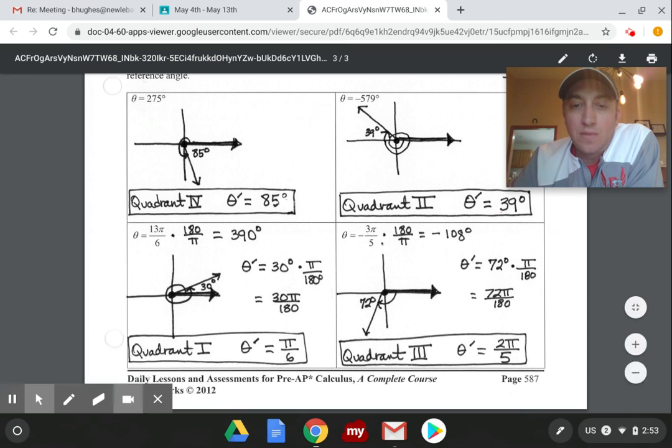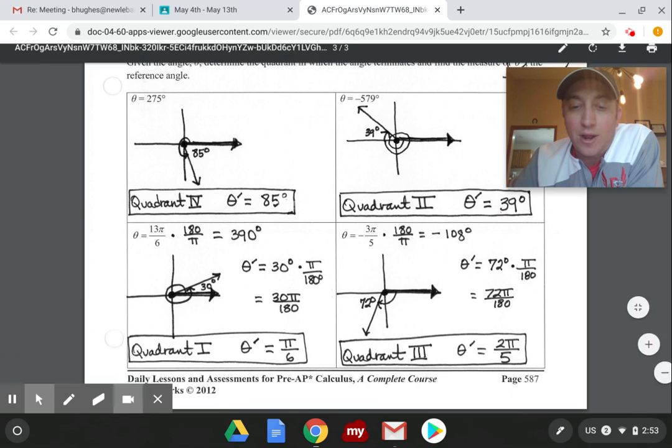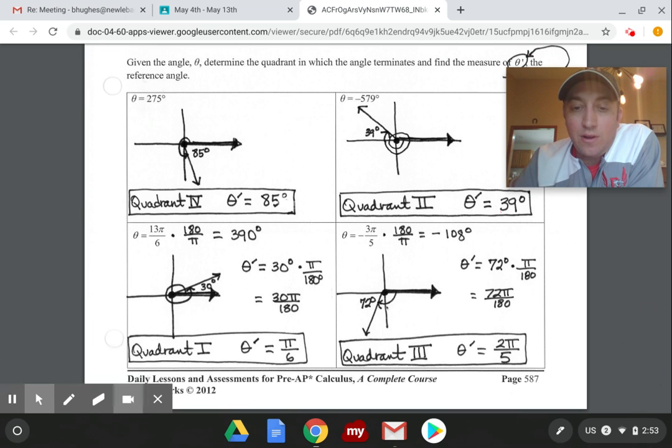And the last one, negative 3 pi over 5. If we want to convert it to degrees first, you can just multiply by 180 over pi, and get negative 108. So I start at my initial side, the positive x-axis, and I'm going in the opposite direction. I go down 90 degrees, and I would have to go a little bit further. So my reference angle is 72 degrees, and then they just converted that back into radians.